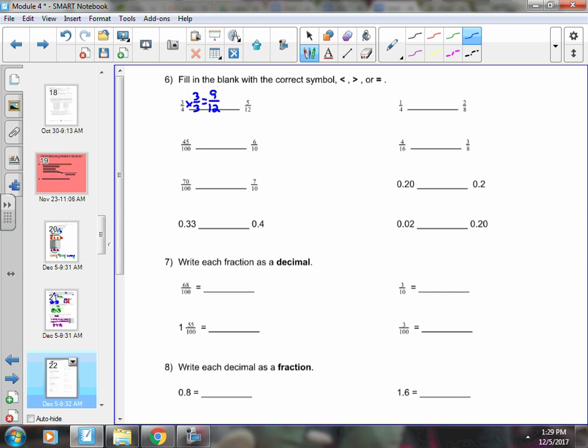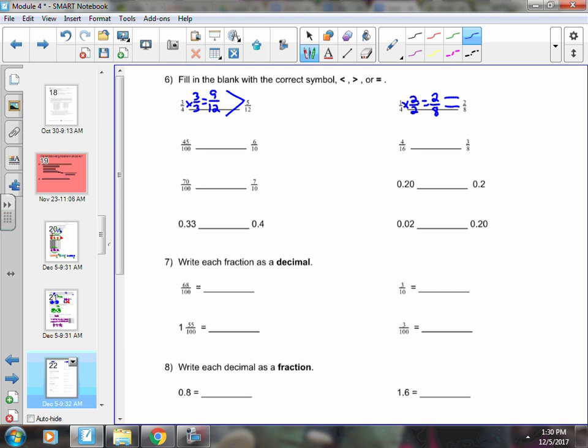What's bigger, 9/12 or 5/12? 9/12 is bigger. The one right next to it, again, make those denominators the same. I only have to change one of them. If I double the bottom, and of course double the top, 1/4 is the same thing as 2/8. What's bigger, 2/8 or 2/8? They're equal.